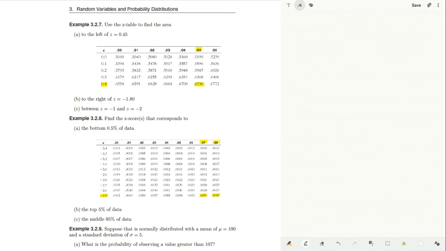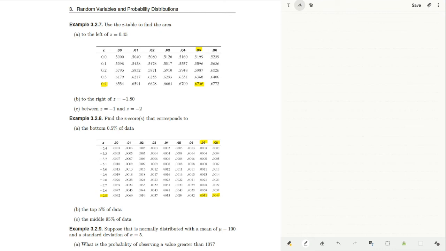rule. Now let's suppose that we have the area under the normal distribution, and what we want to find is the z-score, which corresponds to this area. So we can use the z-table to estimate the z-score by using the table slightly differently from the previous example. So let's determine the z-score, which corresponds to the bottom 0.5% of data.